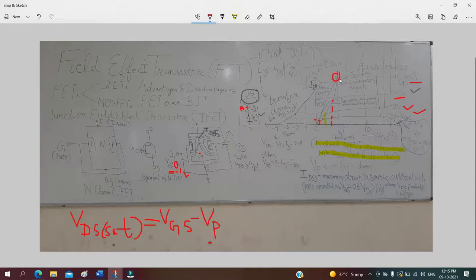Now, the region to the right of the curve is known as pinch off or saturation region or active region. When the FET is operated in this region, it is used for small signal amplification. The region to the left of A is the ohmic region, and it behaves as a variable resistor here. Resistance changes by varying the VGS.